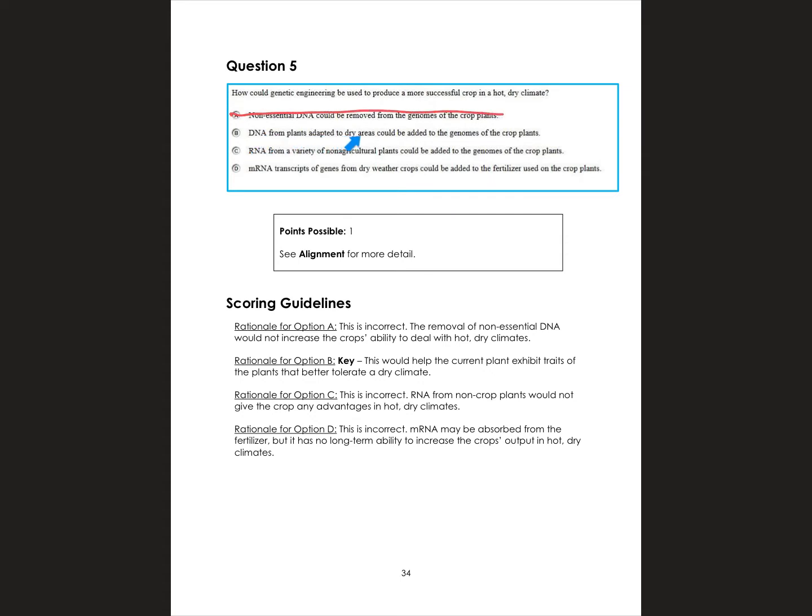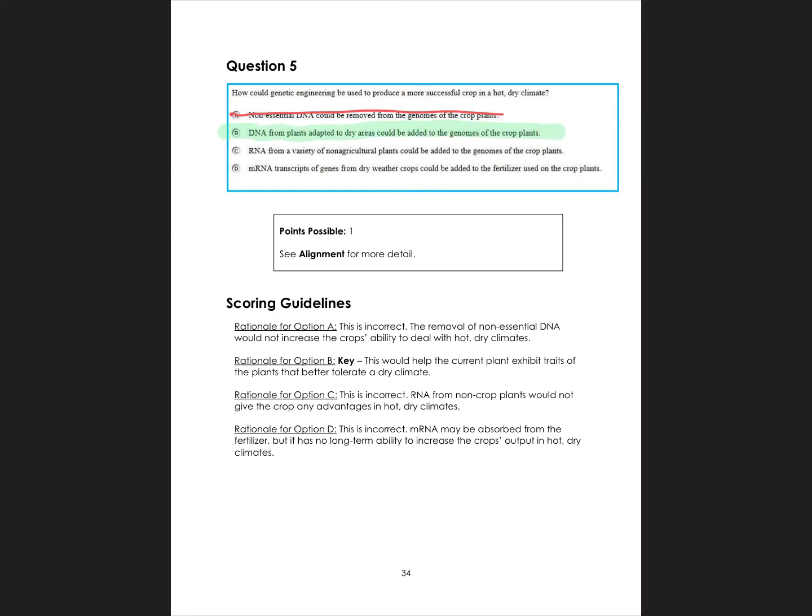DNA from plants adapted to dry areas could be added to genomes of crop plants. Well, that makes sense. There's some genes that allow the cactus to survive in a desert, or the tumbleweed that lives in the desert to survive. Well, we could take the gene that lets them survive in that area and put it in our corn or our soy or our tomatoes. Well, that makes sense. So I'm going to go ahead and choose that one. So far, it's the best answer.